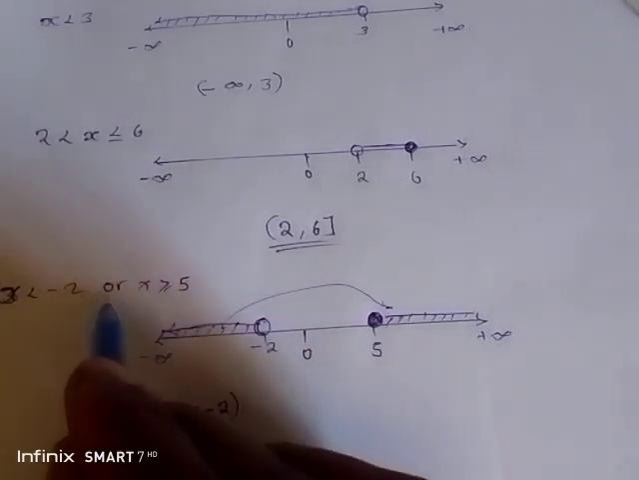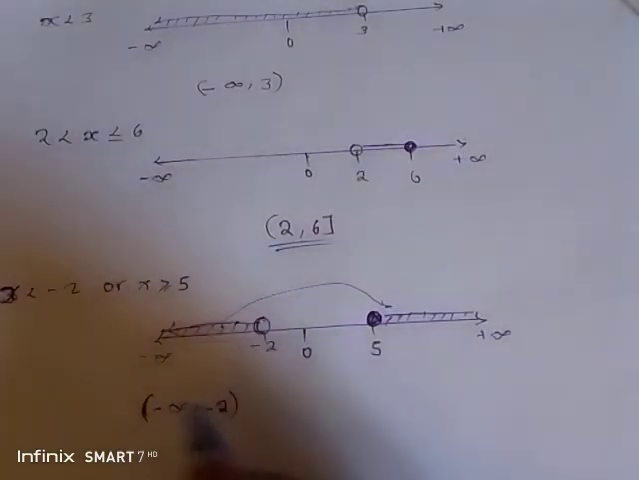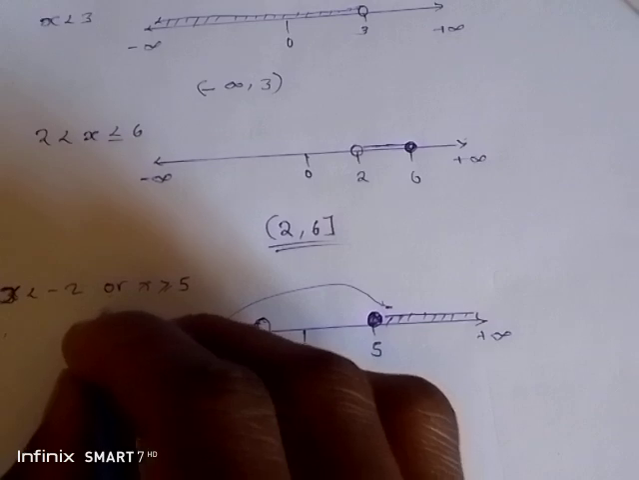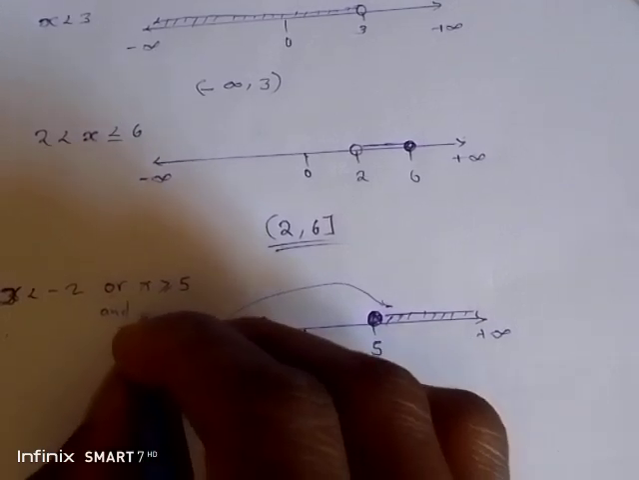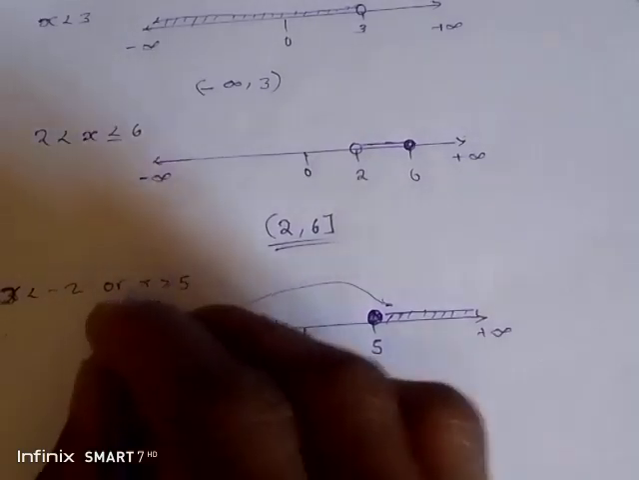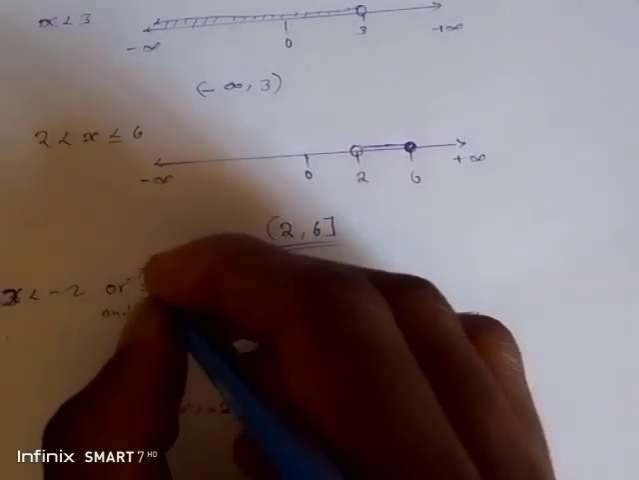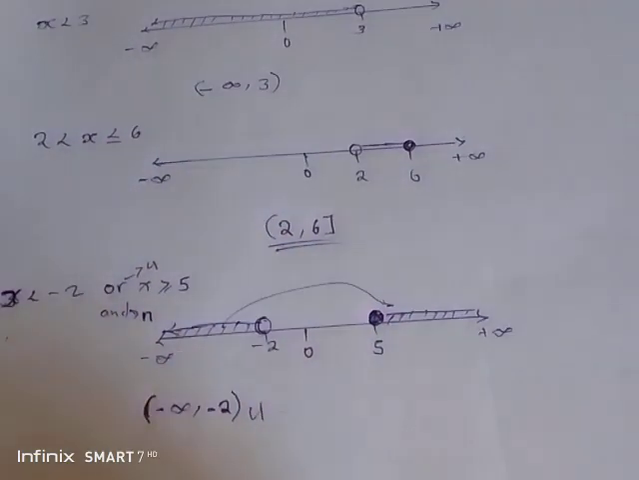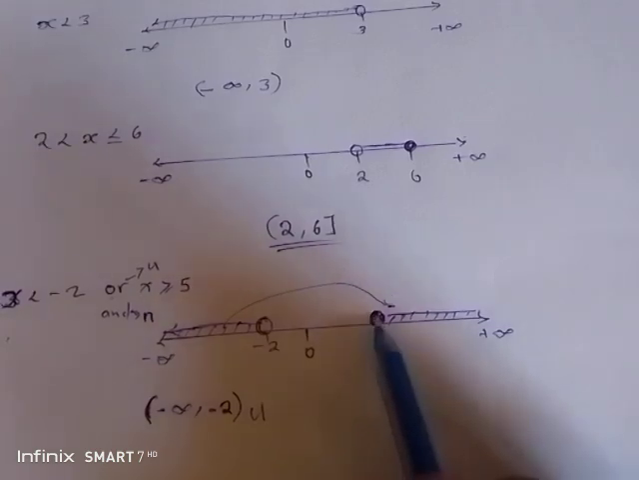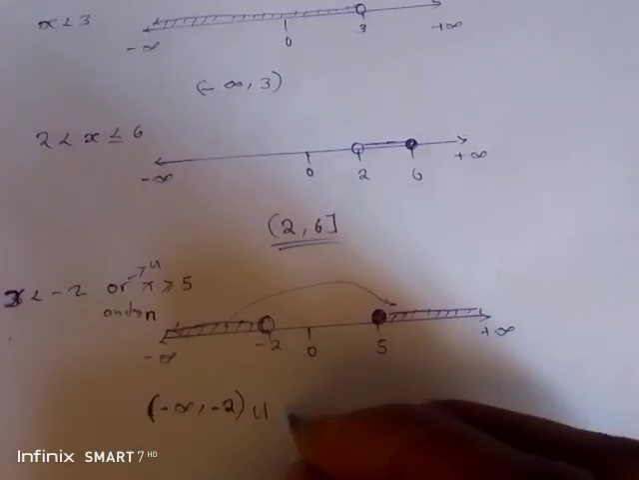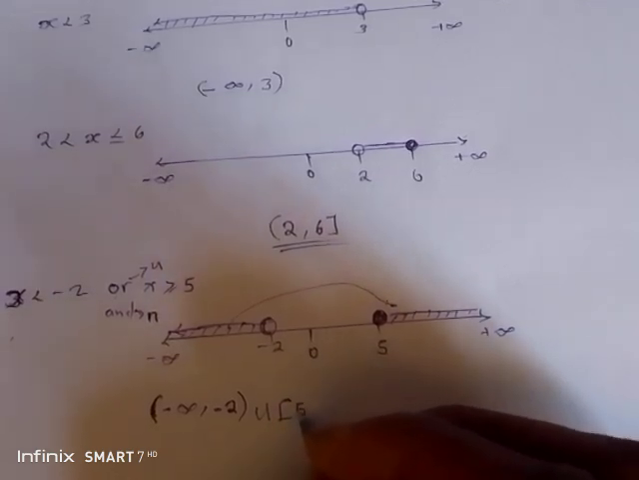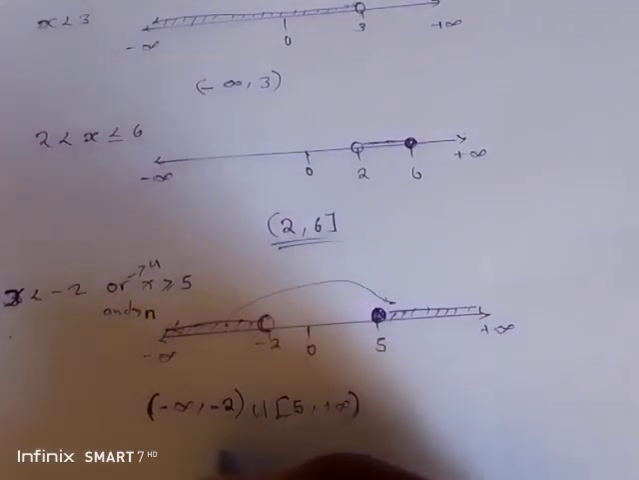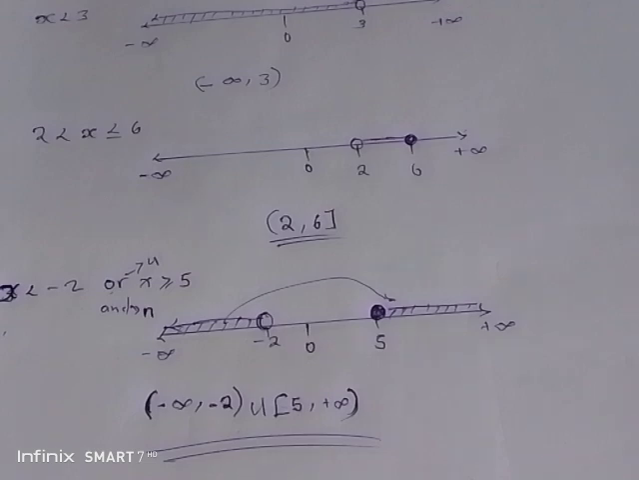You look at this word, it's or. Perhaps you might be given and. For example, if here we had and, it would change to intersection. For now we have or. Or changes to union, all right? So here we are going to have union. Now look at this: 5 is closed up to infinity. So we are going to have our square bracket 5 comma positive infinity like this. So this is how to express this.